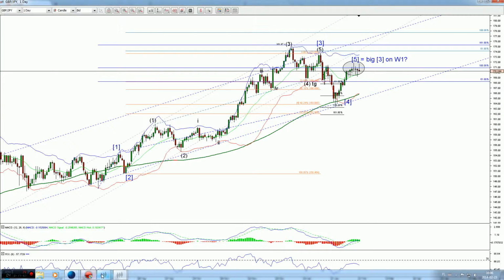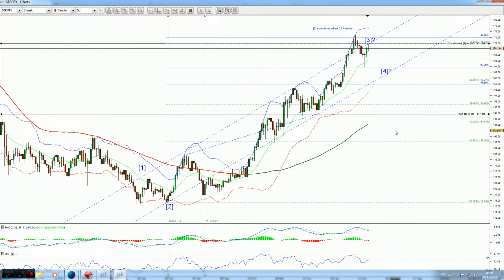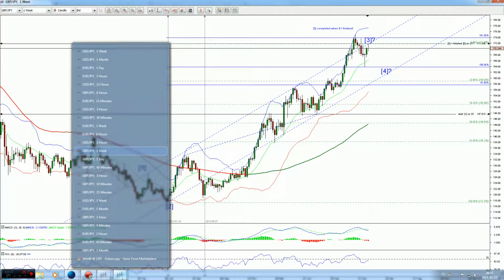I mean, the new will be, so this something new, there will be a fourth corrective wave on this weekly chart. Okay, so falling down and up and down. Yeah, because this will be a fourth corrective wave. Okay, so that was the Great Britain pound Japanese yen.